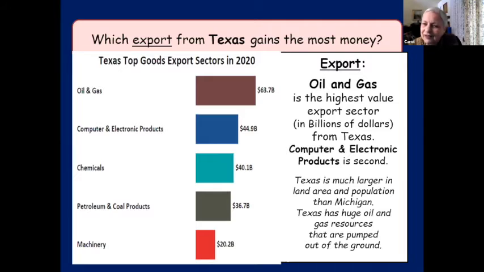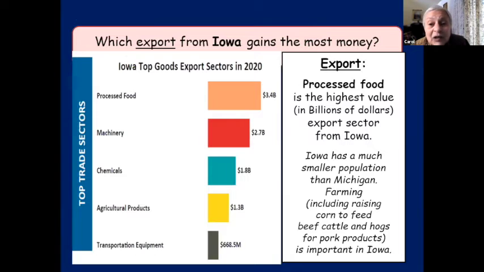So we can see that Texas has resources that it uses, and it brings money into Texas and into the United States by exporting them. Iowa is a smaller state, so you don't see as many billions of dollars. It has many fewer people living in it. But the big thing that Iowa exports, as you can see from this side of the graph, is processed foods, which really depends on all of the corn and soybeans and hogs and cattle and chickens that are grown in Iowa and then turned into meat products or other food products.